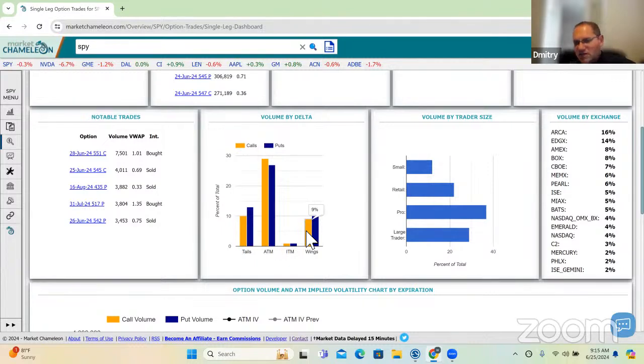And now we have an idea how traders are utilizing the options in SPY based on this category. And the conclusion is most of it is really around the at the money and the wings combined. Now, let's go over to here by trader size.